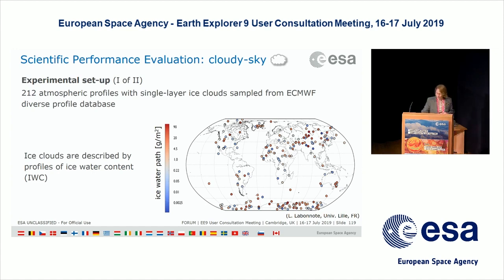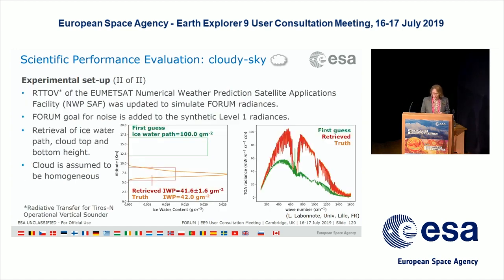So what we do then with this data set, we do simulations with RTTOF. RTTOF is the model of the EUMETSAT numerical weather prediction and satellite application facility, and it was updated to simulate FORUM radiances. And then to these radiances, the noise is added. And then the ice water path and cloud top and cloud bottom height are retrieved.